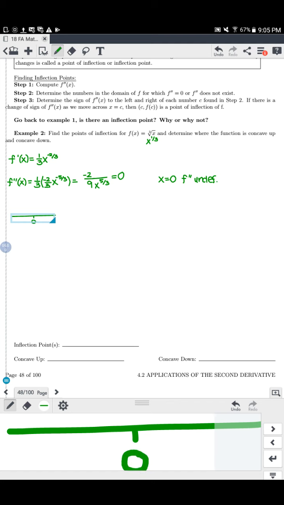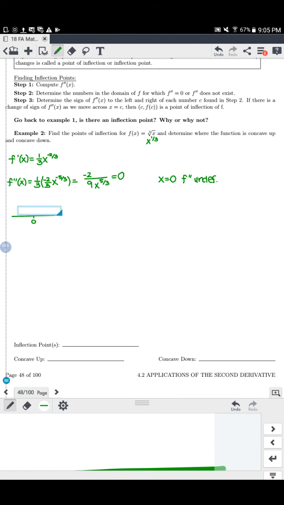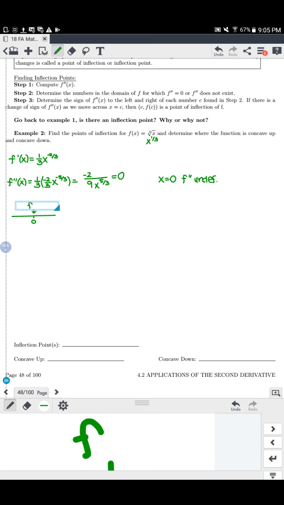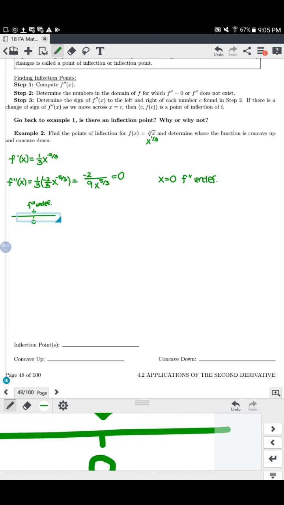So my possible point of inflection is at 0. And that's a possible point of inflection because it makes f double prime undefined. So I'm going to label it, this is my special number. That is the only place where I could have a point of inflection. And it's the only place where concavity could change. No other x value is going to be in my intervals.